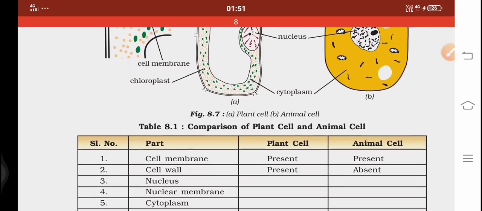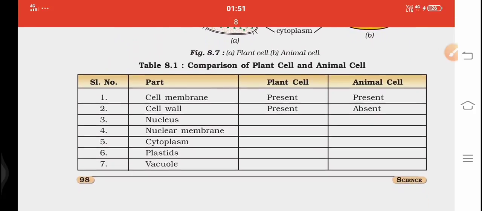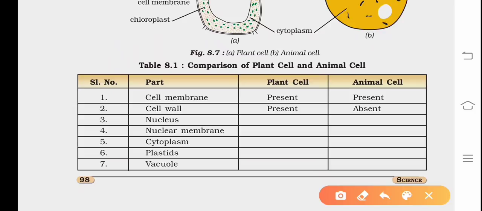Now we will give a quick recap of these structures in the form of a table. So, the cell membrane is present in both plant as well as animal cells. The cell wall is present in the case of plant cells and absent in animal cells. The nucleus is present in both. The nuclear membrane is present in both. Cytoplasm is there in both. Plastids are present in the plant cells, whereas absent in the animal cells. And the vacuoles are present in both. So with this we end this topic.